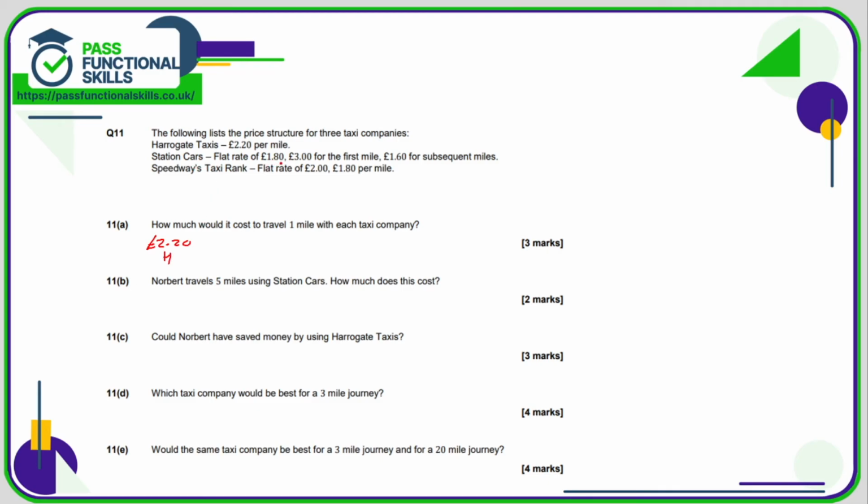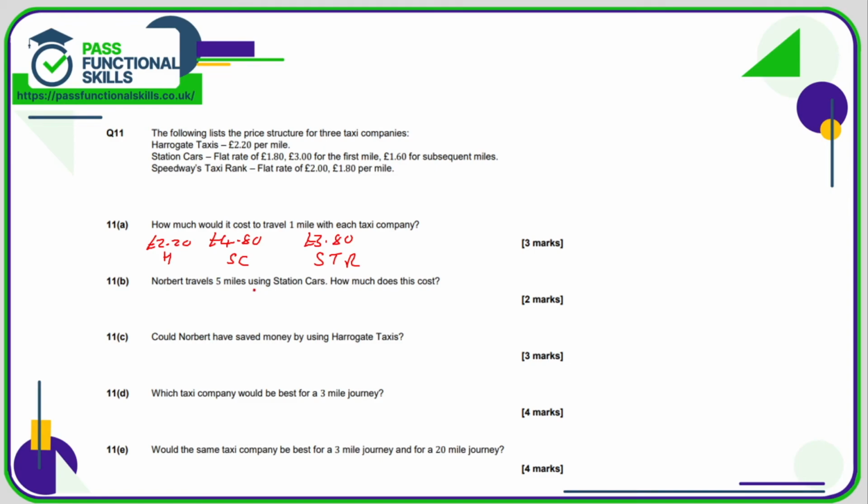Station is going to be £1.80 plus £3, which is going to be £4.80, so that's station cars. And for Speedways, taxi rank, it's going to be £2 plus £1.80, so that's going to be £3.80.